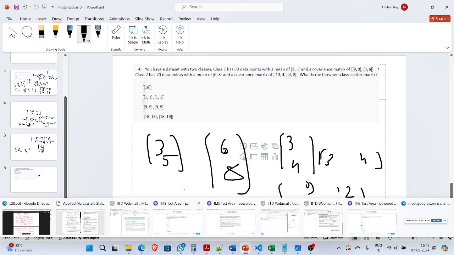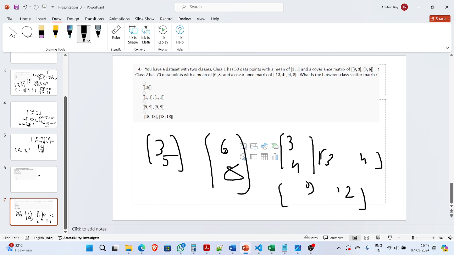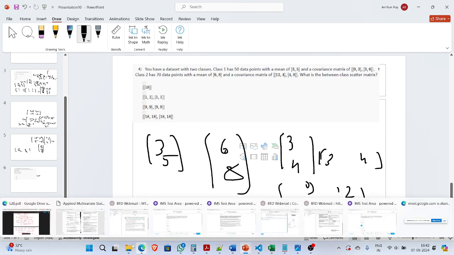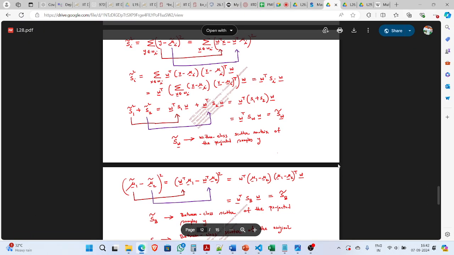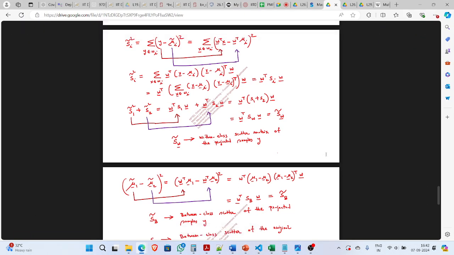Sum is there, right? 50 data points. Okay. So what we get here is that this matrix is the one.